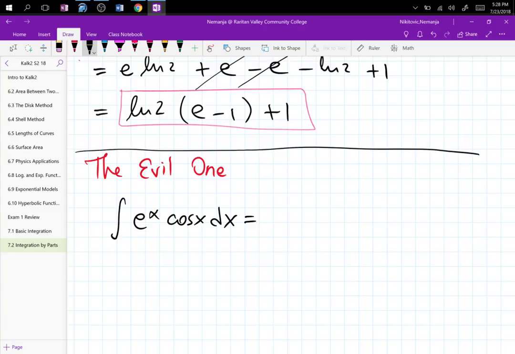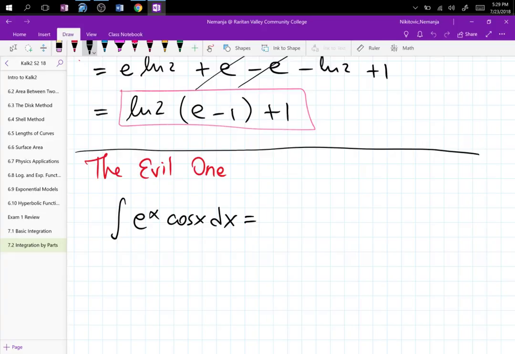Well, now, no matter which one you pick as u or dv, as you keep differentiating and integrating, nothing goes away. So this is one of those problems that if you analyze it and you don't actually try it, you might say, well, this is the wrong way to do it. But it's not. This is the right way to do it, except we'll have to do some work.